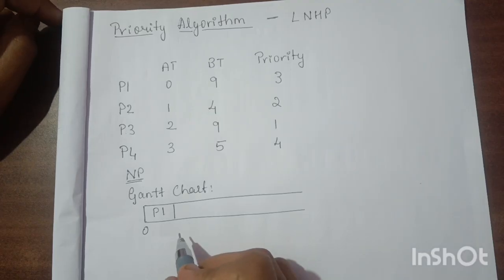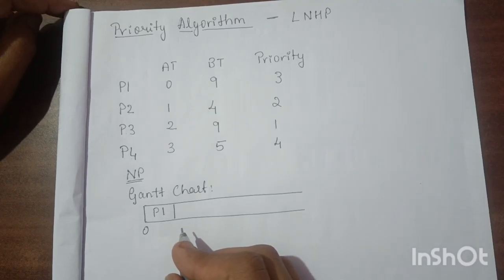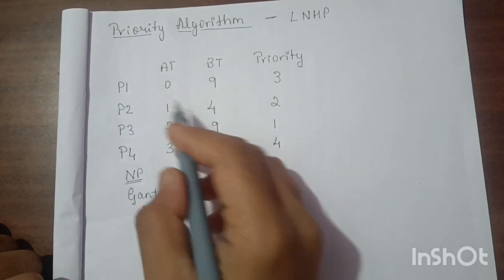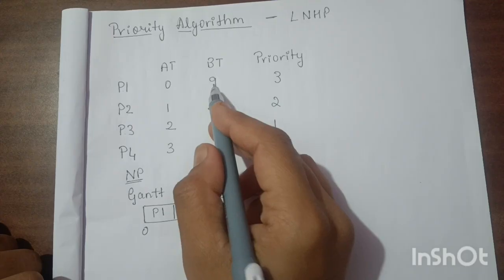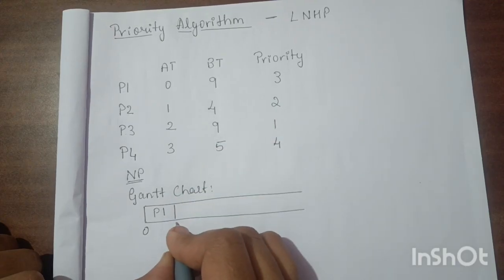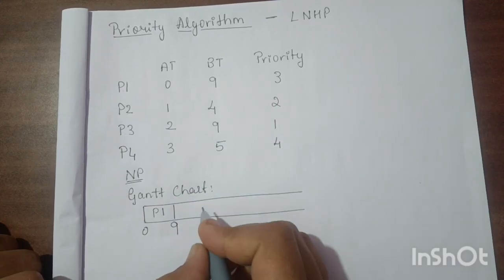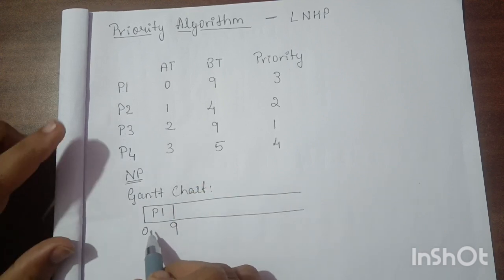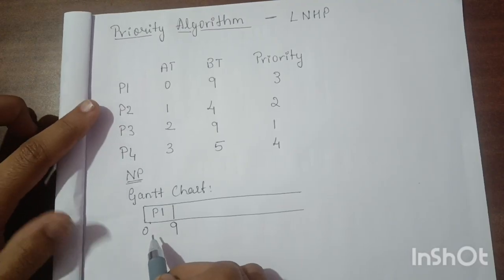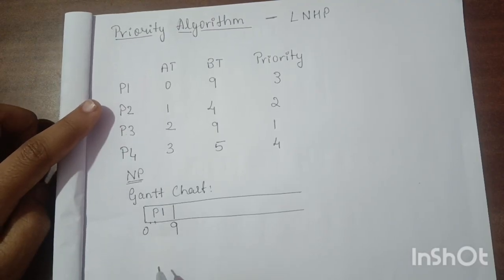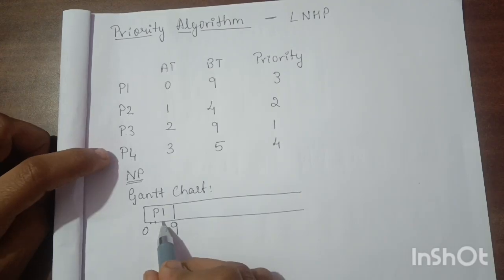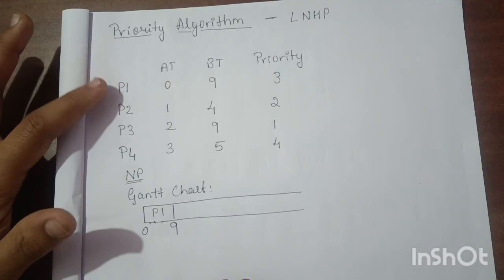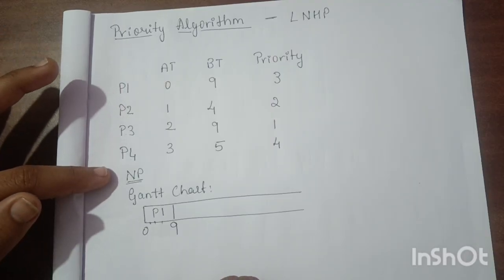As this is non-preemptive, I will be executing it completely. The execution time is 9 seconds or 9 minutes, whatever it is, so it will be till 9. Now from 0 to 9, we can observe that at the 1st second process P2 has come, at the 2nd second process P3 has come, and at the 3rd second process P4 has also come. So in my ready queue, all 4 processes are ready for execution.